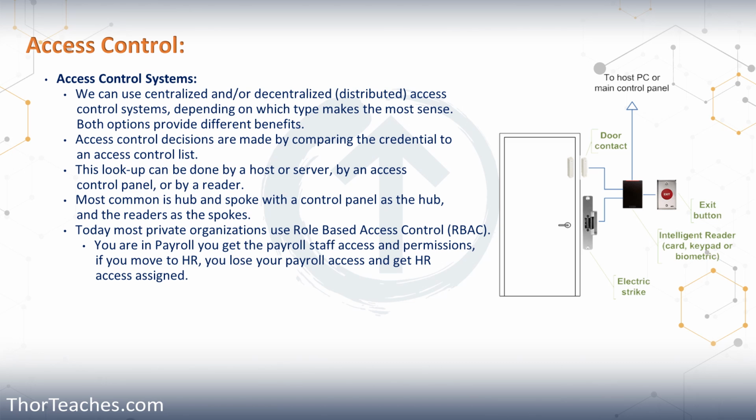I swipe my card, I type in the access code that I have on the keypad or use my fingerprint as the authenticator, then the system checks against the access control list. Is Thor allowed in this room? If I am, it grants me access, the door opens. If I'm not, it doesn't.